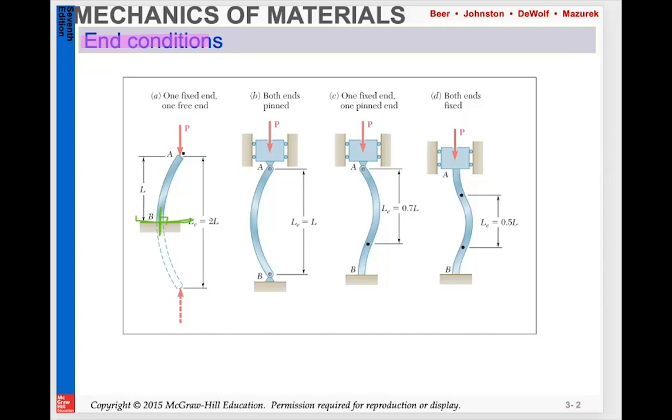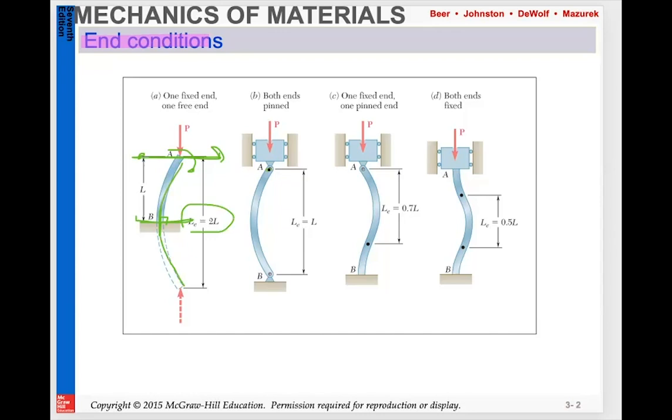Free means that there are no reactions, either moment or force reactions, so it is free to move back and forth. It's also free to rotate. So there's no moment and no forces. In this case, the effective length is 2L. And as I said in the lecture, this is twice the length of the regular one.